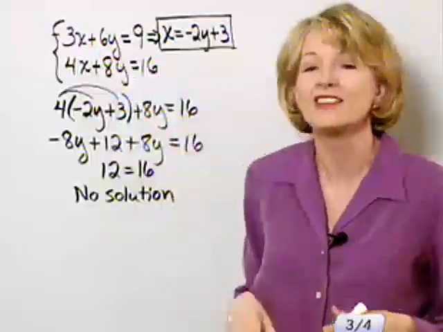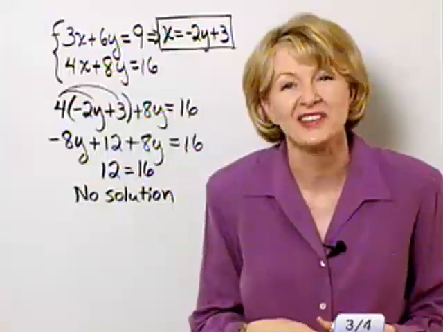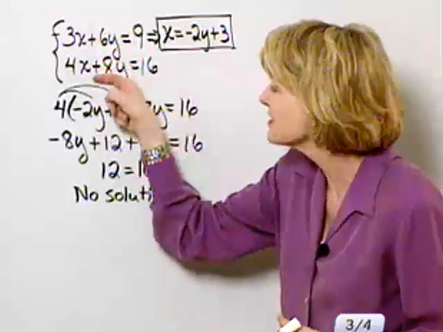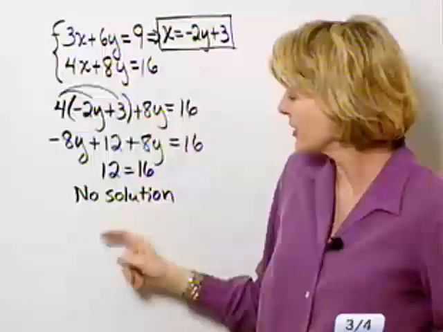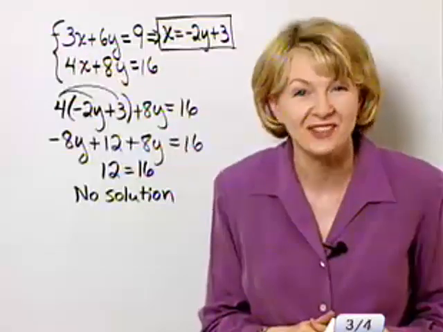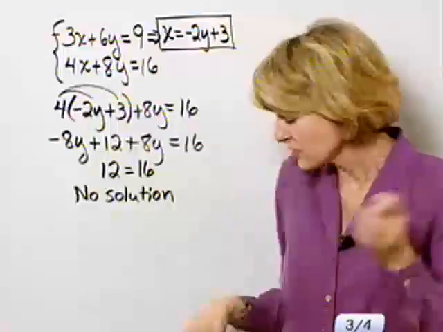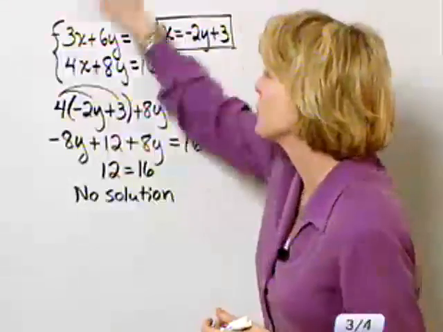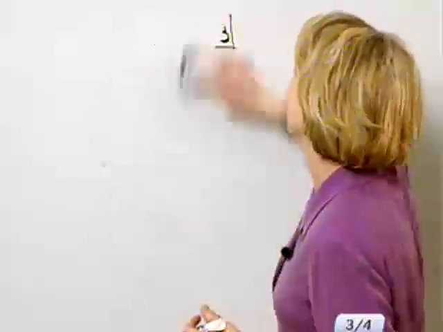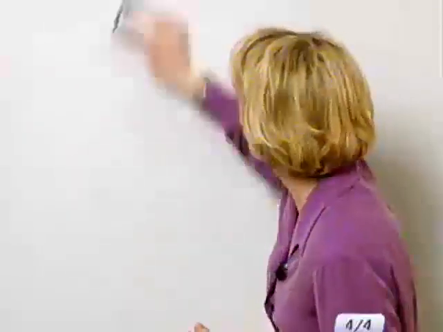These two lines are parallel lines. They don't intersect. That means this system, which we have solved algebraically, has no solution. So there's a special case, just happens to have no solution. Let's look at another system of equations.